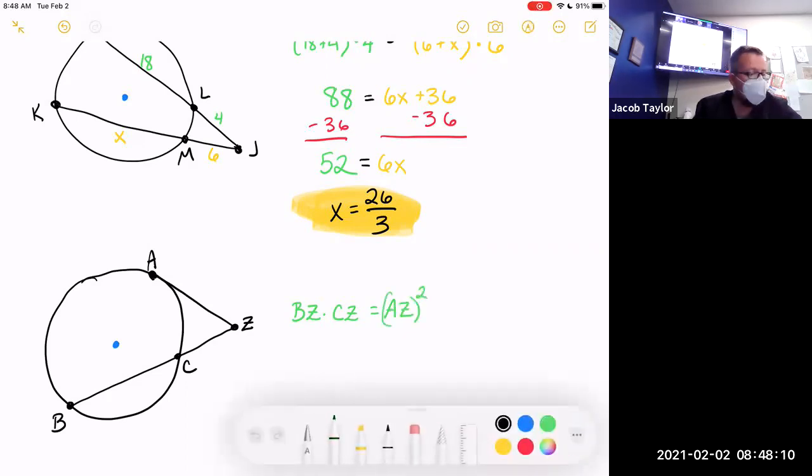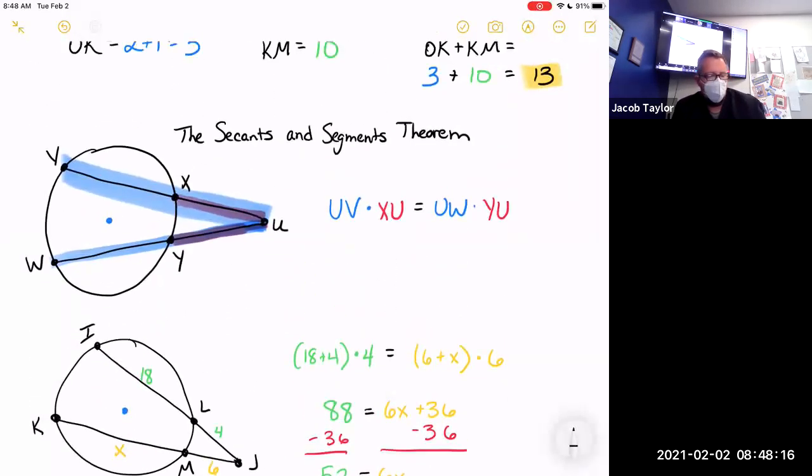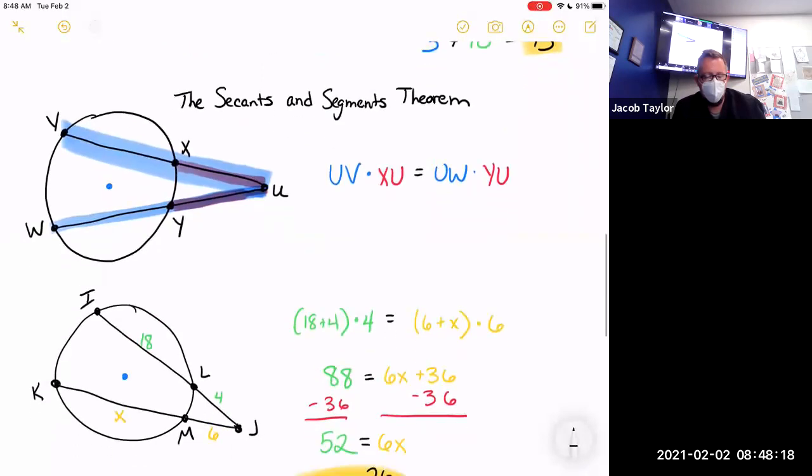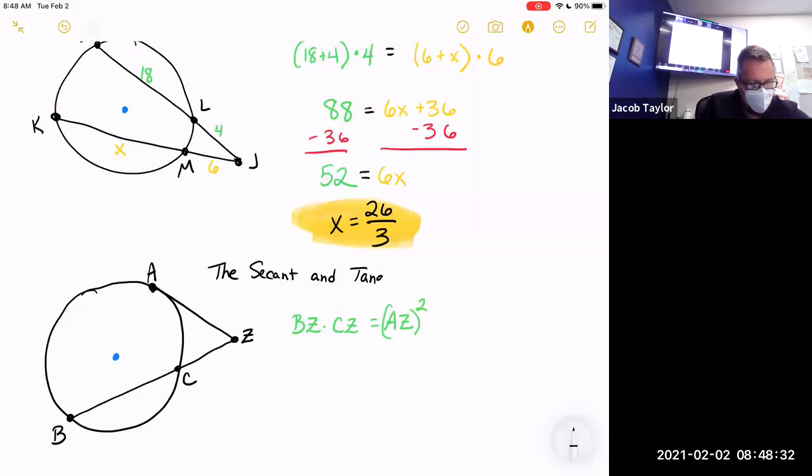Oh, I forgot to name this one. The one with two secants was the secants and segments theorem. This one is the secant and tangent theorem. That's dumb. We need to come up with better names.